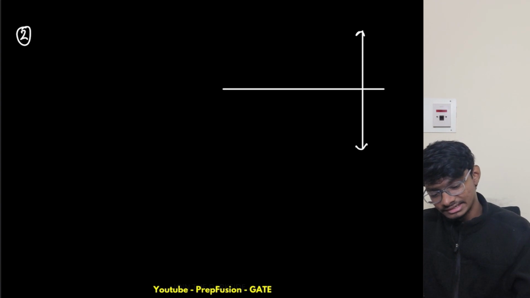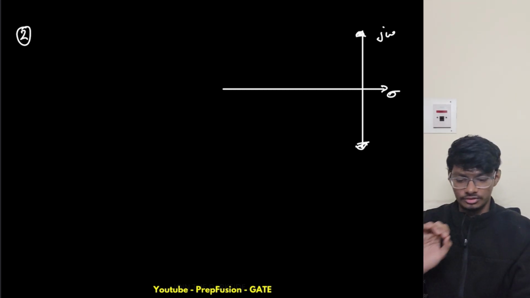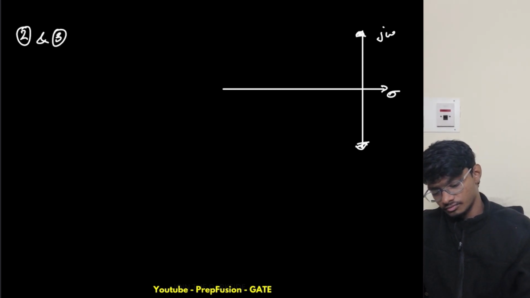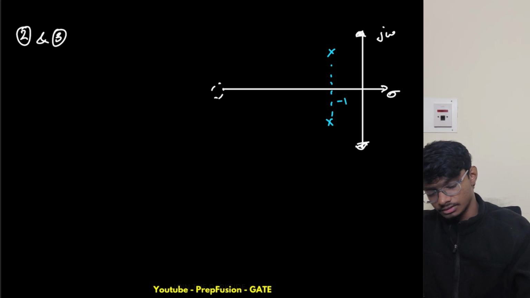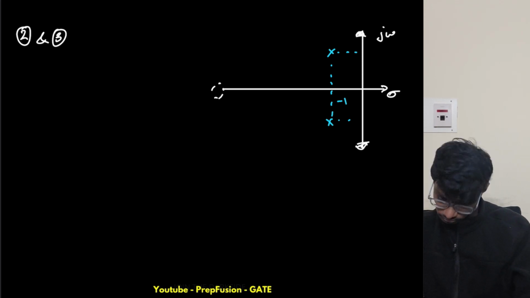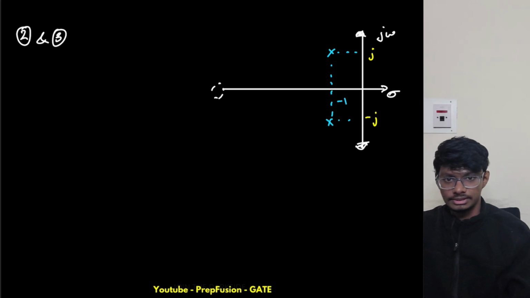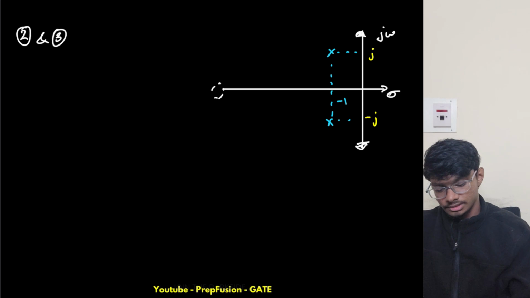So I will have an asymptote this time, and this is sigma and this is j omega. If I have only one asymptote, this will lie on the 180 degree axis, that we already know. So I can do step 2 and step 3 in one step only. The poles will lie around here, at minus 1 plus minus j1.